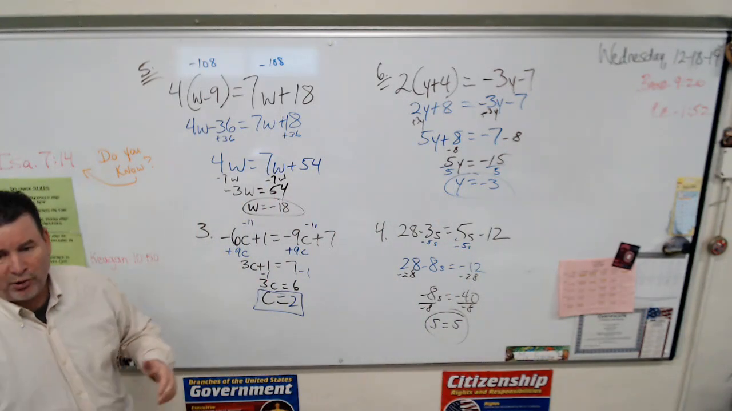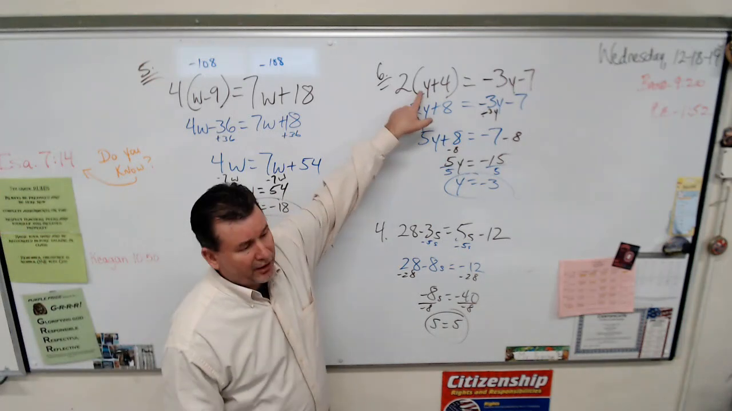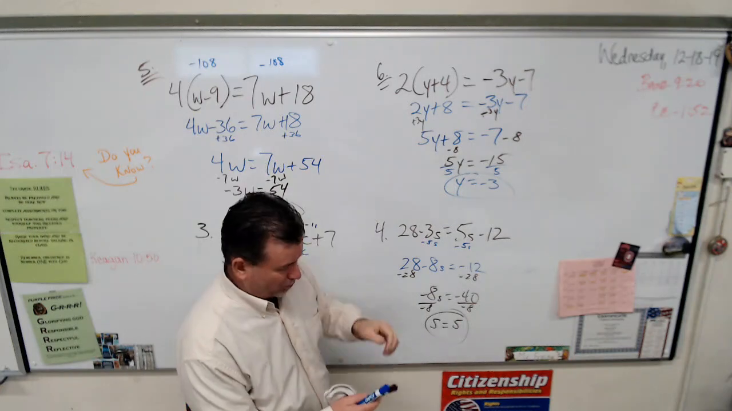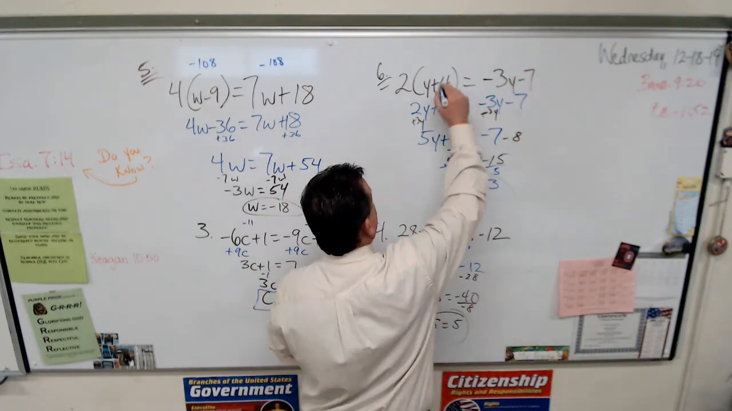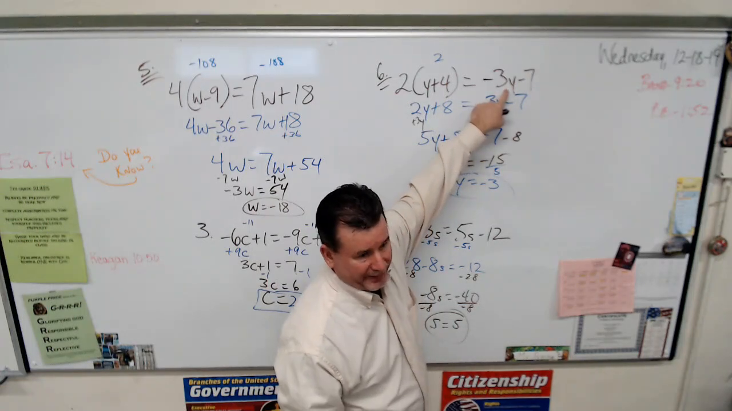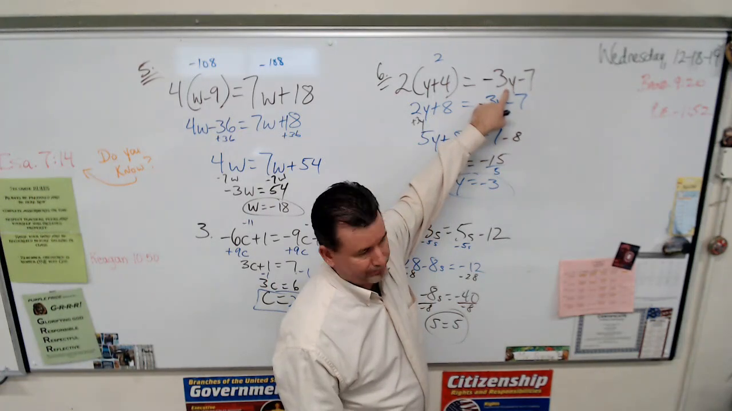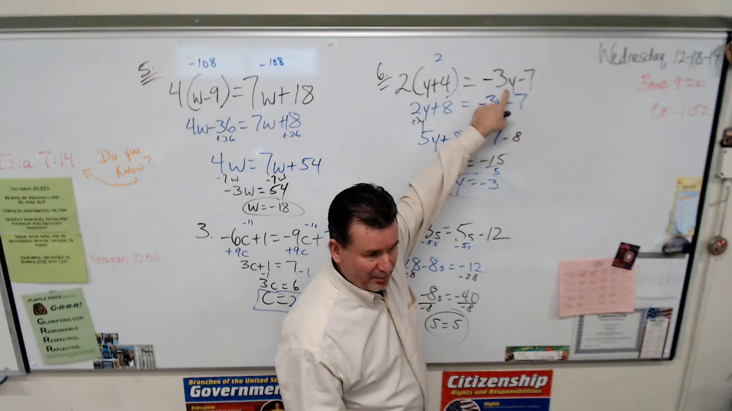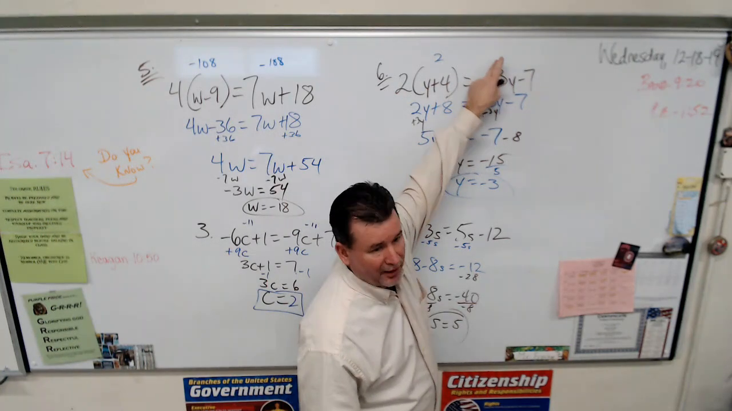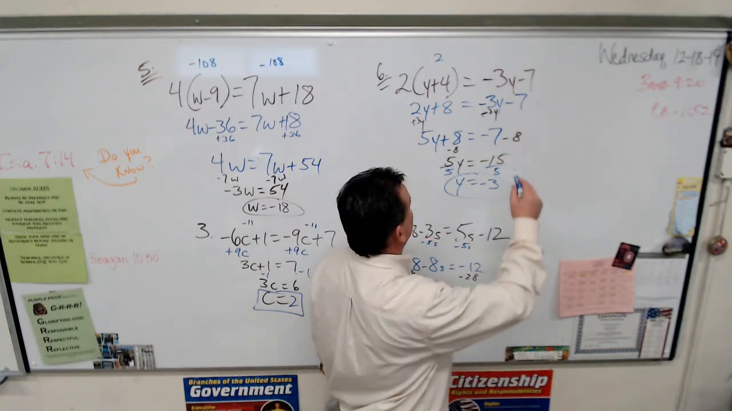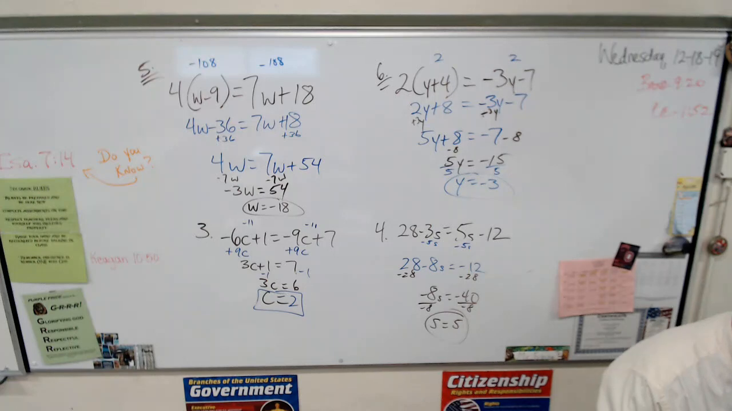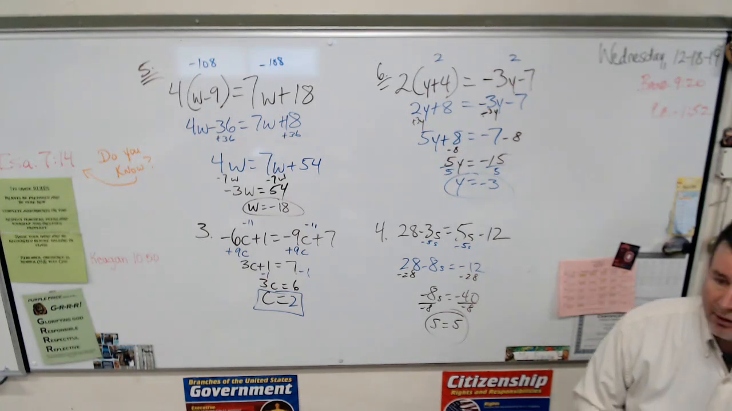Yay! Did I do it right? What's negative 3 plus 4? Negative 3 plus 4 is 1. What's 2 times 1? 2 times 1 is 2. What's negative 3 times negative 3? Positive 9. Negative 3 times negative 3 is positive 9, minus 7 is 2. I did it right. I forgot 2 negatives make a positive for multiplying or dividing.